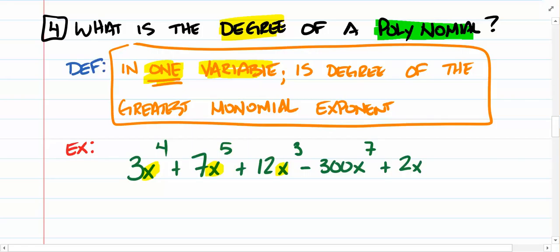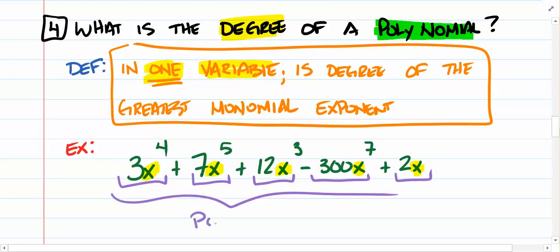Like as an example, all of these have x's in them. That's what I mean by in one variable. So therefore, the degree of a polynomial in one variable is the degree of the greatest monomial exponent. So here's what we mean by that. When I put it into an example, it makes a lot of sense. Here is a monomial, 3x to the fourth. Here is a monomial, 7x to the fifth. Here is a monomial, here is a monomial, and here is a monomial.